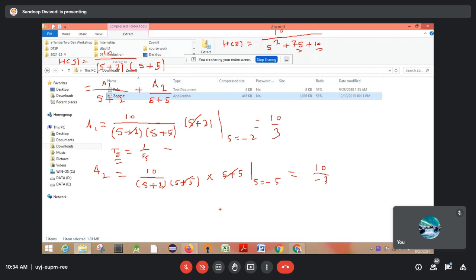Okay, so this will be your H of s. From the values of a1 and a2 you can write the H of s. So this will be 10 by 3 over s plus 2, and the next one is negative, so this will be negative 10 by 3 over s plus 5. Now you can write that.